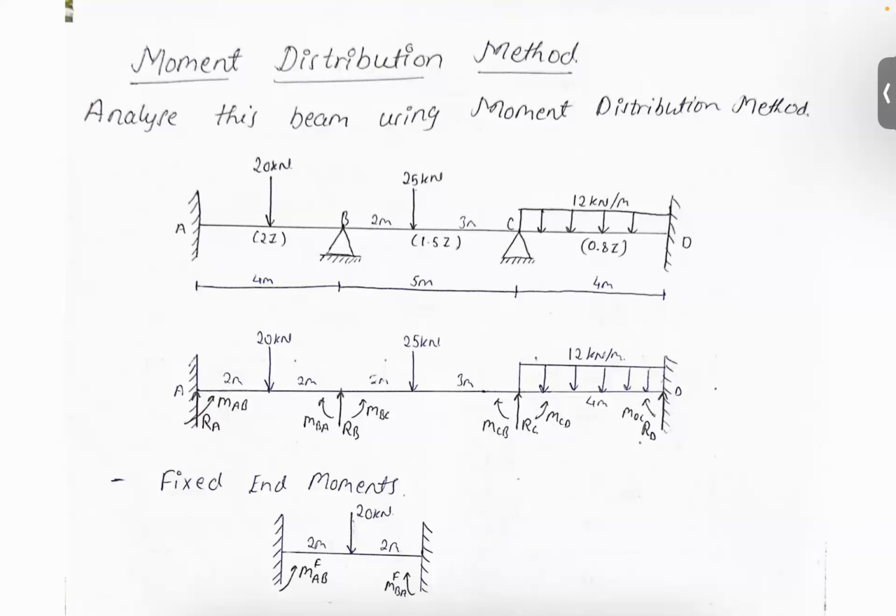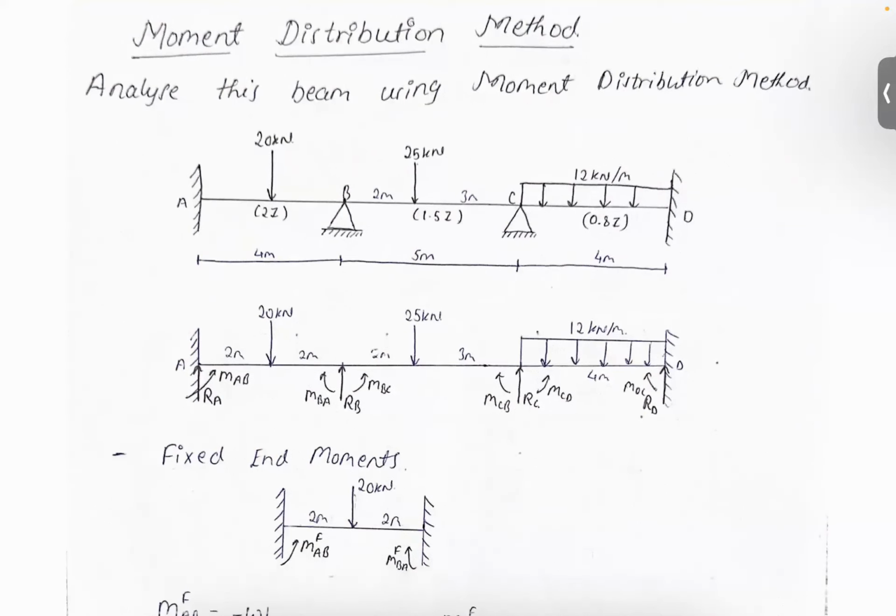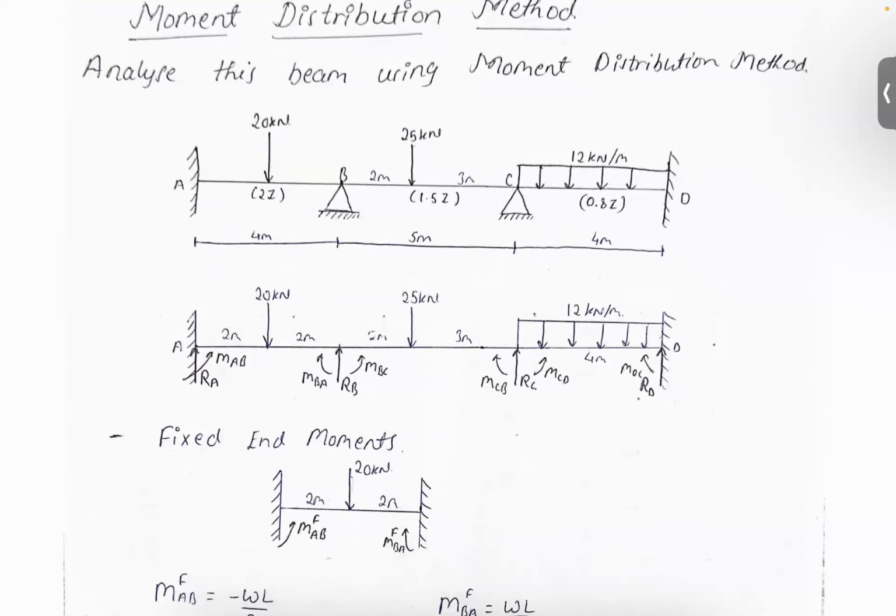In this problem, we will analyze this beam using the moment distribution method. This is the beam with A and D fixed, B and C on pin support. There are point loads of 20 kN and 25 kN, and a distributed load between C and D. The moment of inertia of the different segments AB, BC, and CD are different, so we will see later how this affects the moments at the joints.